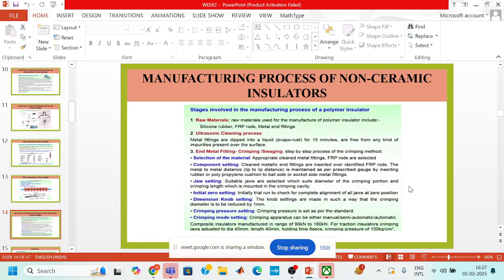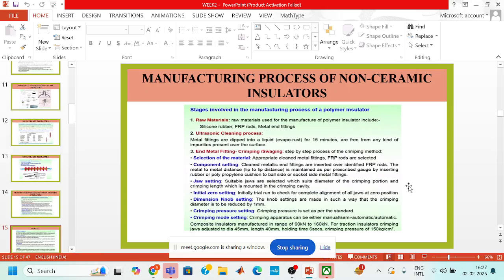Then there is end metal fitting, crimping or swagging. The step by step process of the crimping method is the selection of the material. We select the appropriate cleaned metal fittings, then component setting, jaw setting, initial zero setting. These are the settings we do for end metal fitting.